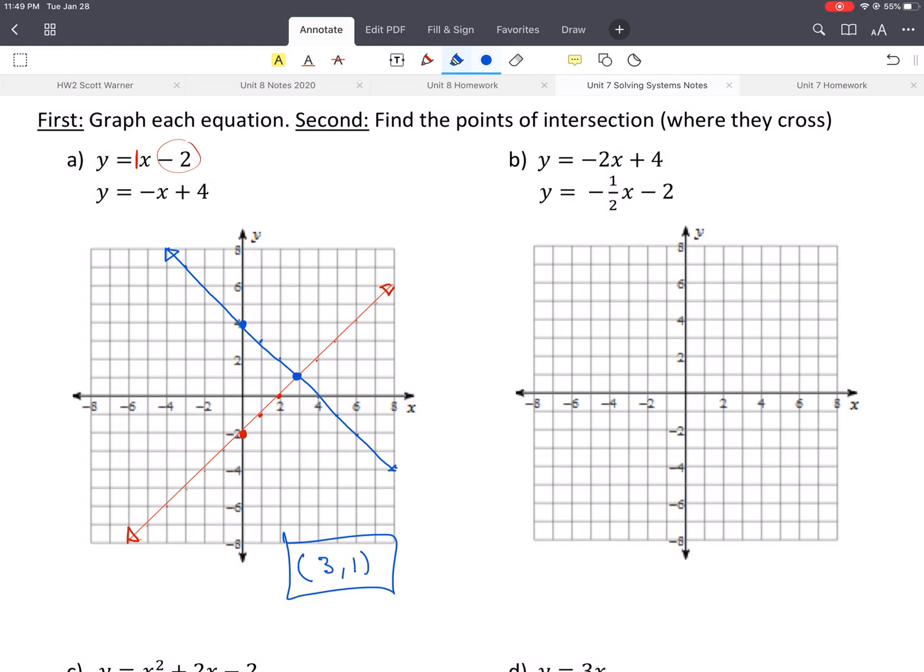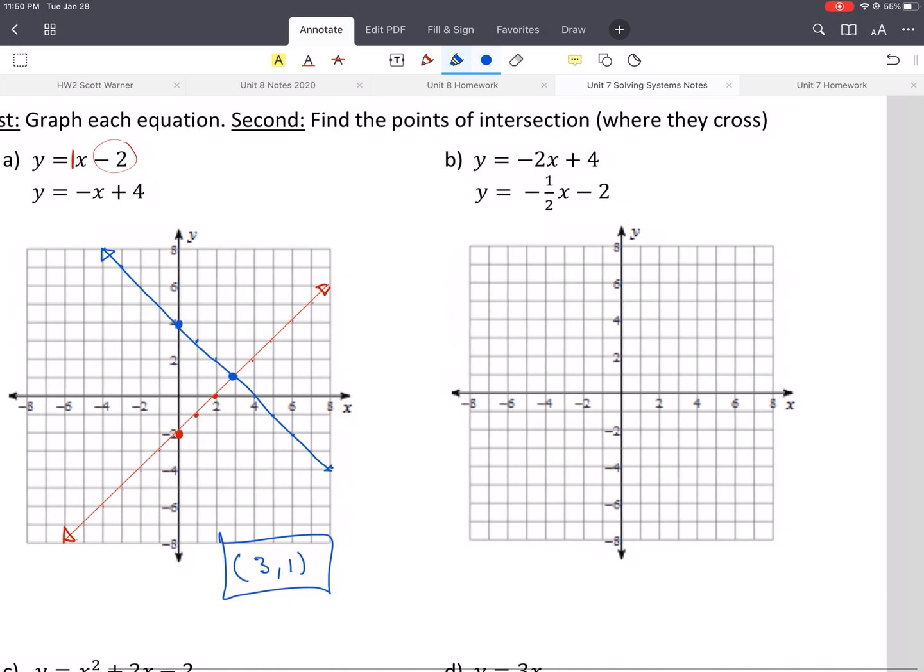Some of you may be tempted to graph those equations on your graphing calculator, and I'm okay with that. You just need to also put it on your homework, okay? On your graph.